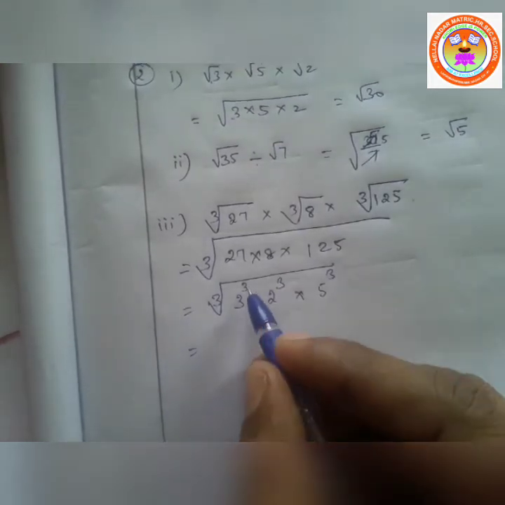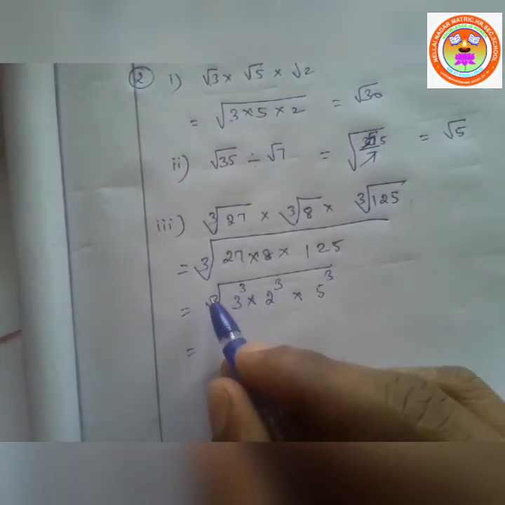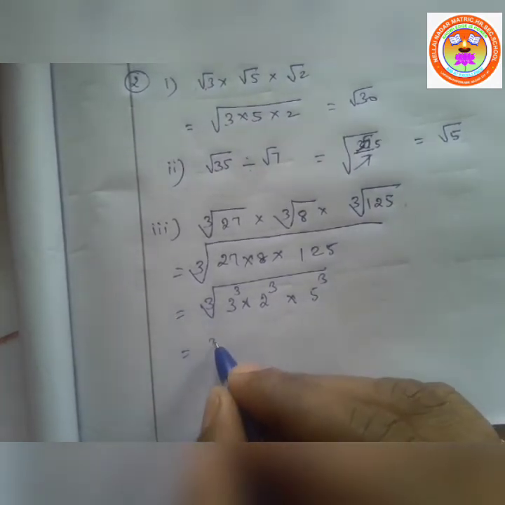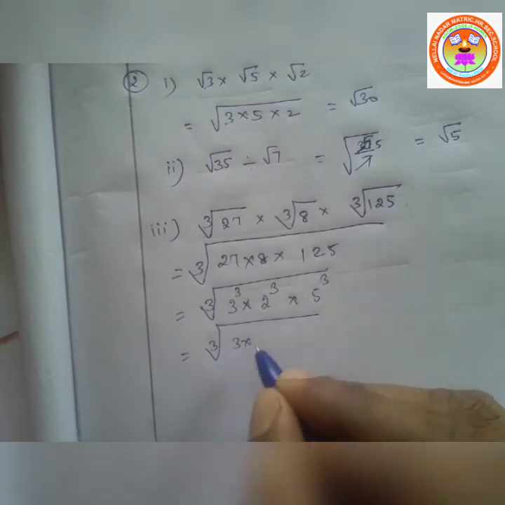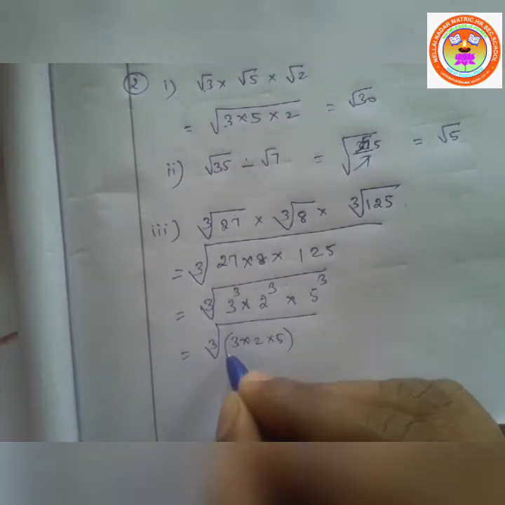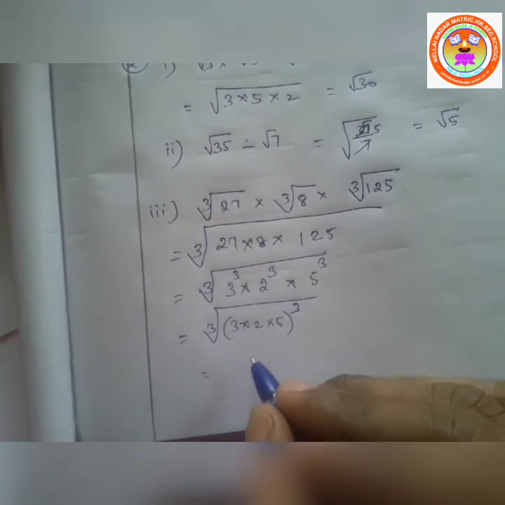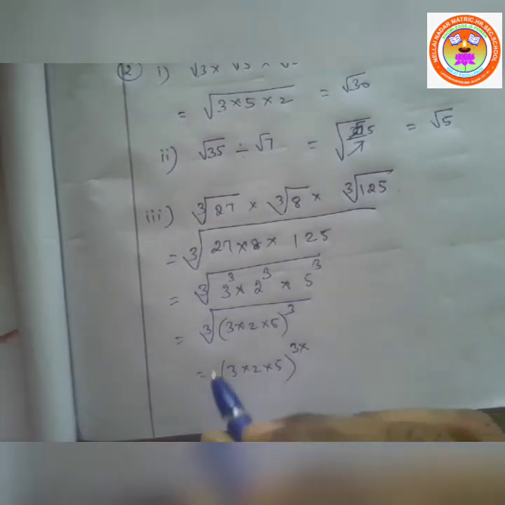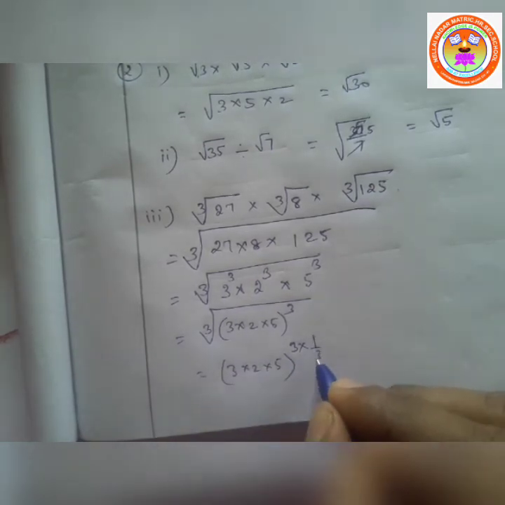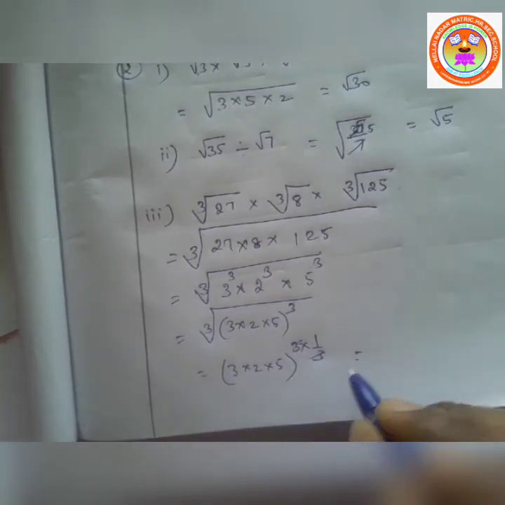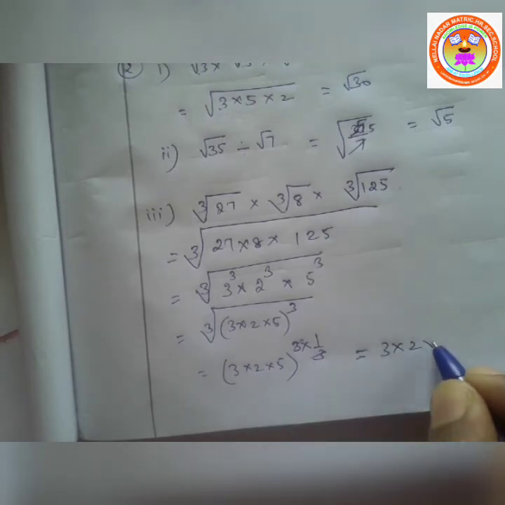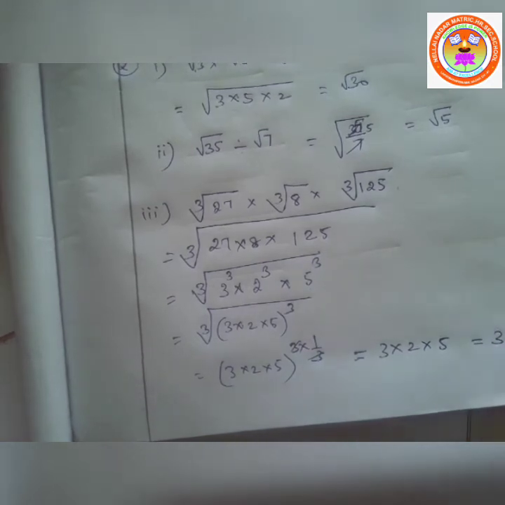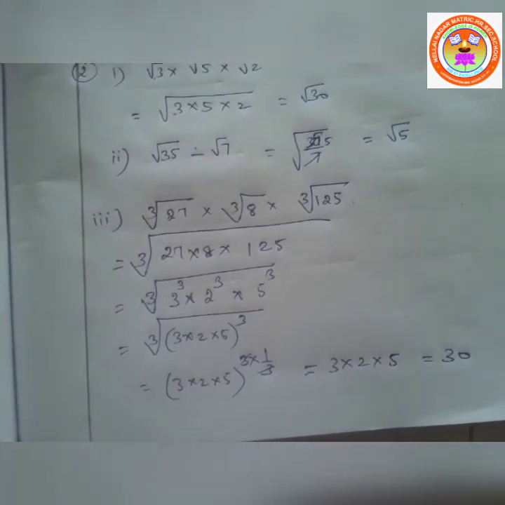So for 3 numbers we can take one number outside the cube root, or we can use the laws. Cube root of 3 into 2 into 5, the whole power 3. For cube root we can write the power 1 by 3, so 3 and 3 get cancelled. It is 3 into 2 into 5. 3 2's are 6, 6 5's are 30 is the answer. Like this also we can write.